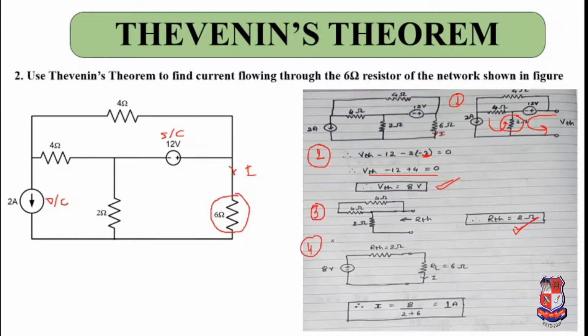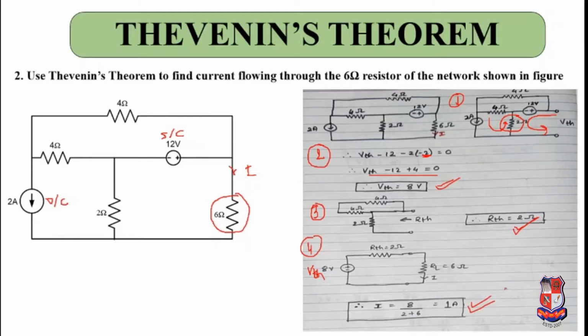After that, the fourth step is you need to arrange this. The arrangement is such that VTH is brought in series with RTH, and that is connected in series with the RL which was removed in the first step. RL was 6 ohms. That circuit is brought again into the circuit, and you need to find the current I. So the current I will be equal to VTH divided by RTH plus RL, and that comes out to be 1 ohm.